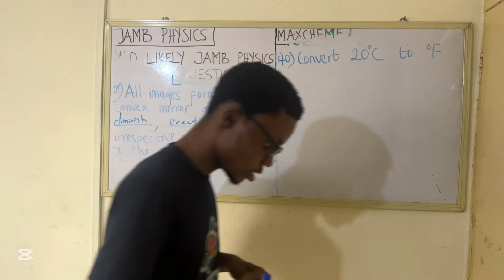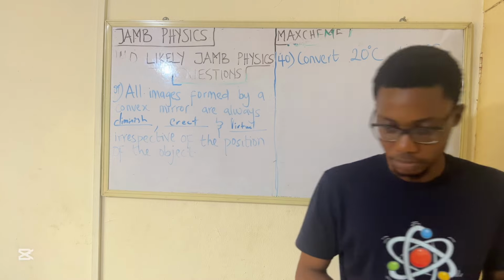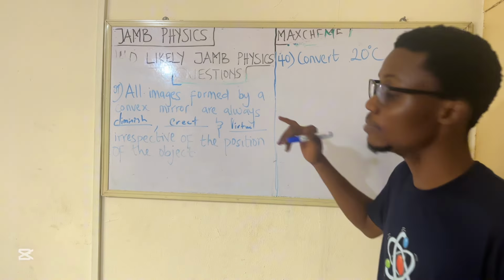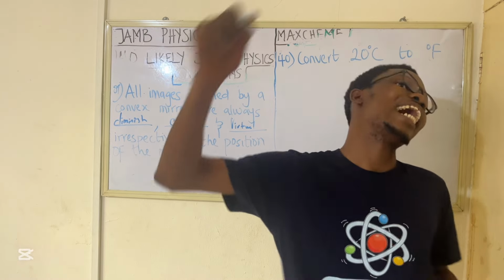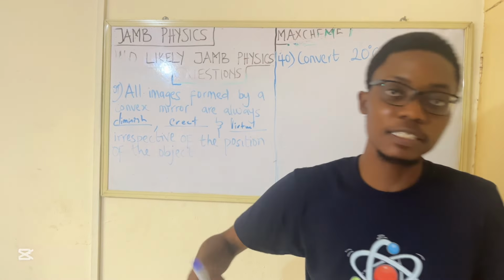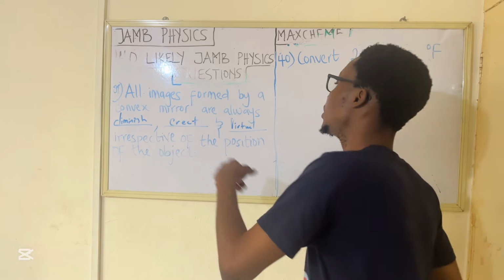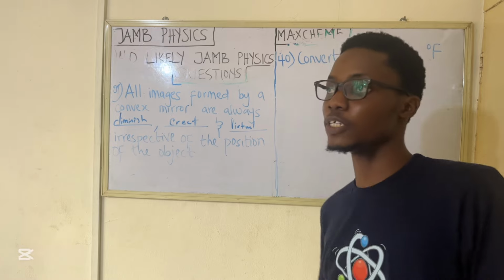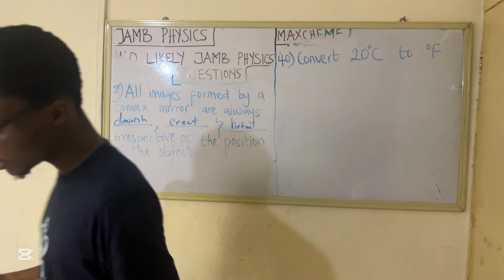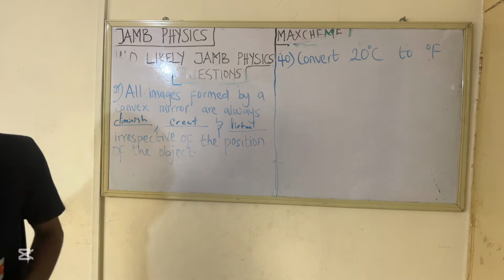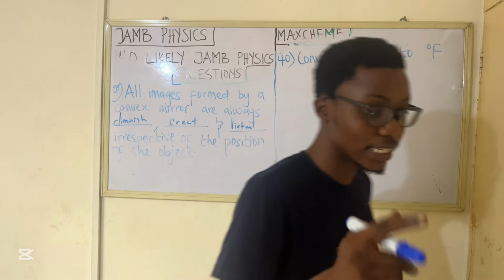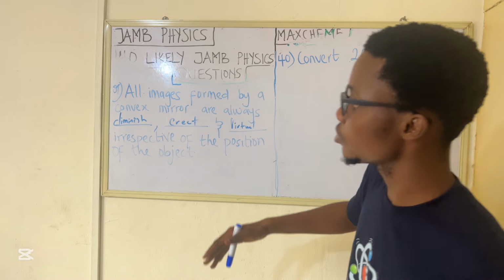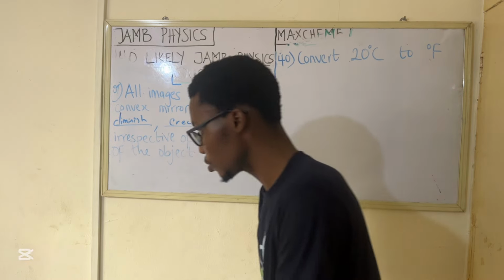Now, virtual images cannot be formed on a screen. They are formed behind, not at the front. Real images are formed at the front of the screen, while virtual images are formed behind the screen. How do you know it is virtual? Mostly the image distance V will have a negative sign. That's how you know this is virtual. If it's positive, you know it is real.